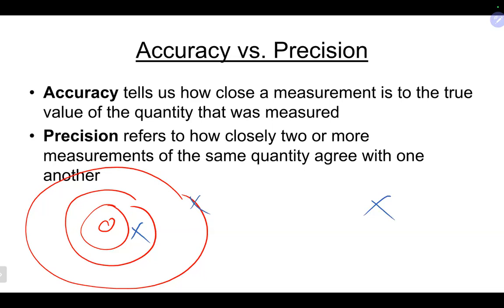Am I accurate? I'm not very accurate, right? That's all over the place. The true value would be, in this case, the bullseye, right? So I clearly did not hit the true value. Am I precise in this case? I'm not either. Those guys are really not grouped together, right? So I was all over the place. So I'm neither accurate nor precise here.